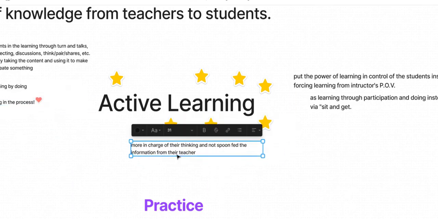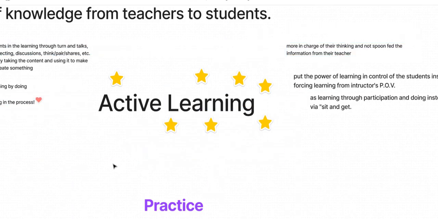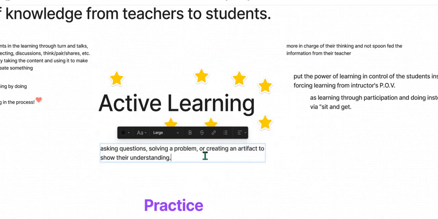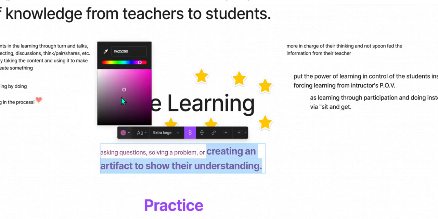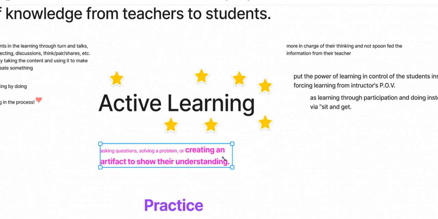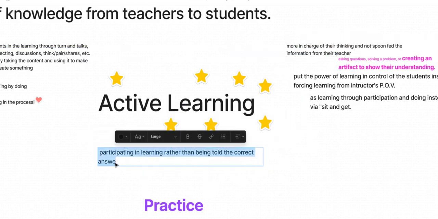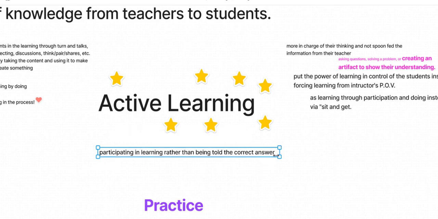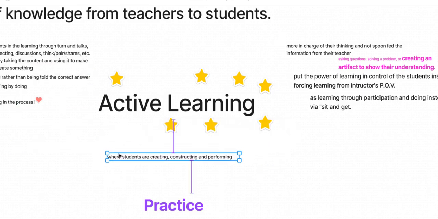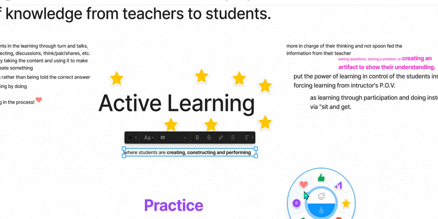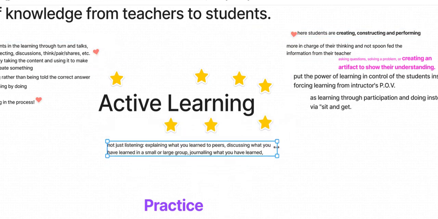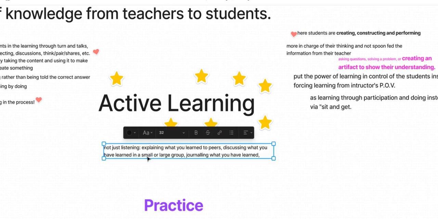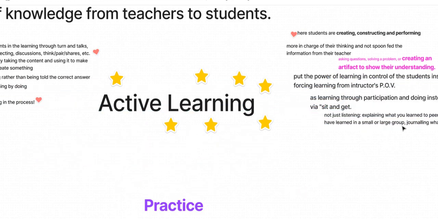Active learning is when kids are more in charge of their own thinking, when they're asking questions or solving problems, and this was great, creating an artifact to show their understanding. Is another example of where practice can overlap with assessment. So many great examples of active learning. We kept reading over and over again your responses where you would use verbs like creating, constructing, and performing. These are all incredible ways to make learning sticky and make that practice piece more meaningful. Also great was the inclusion of collaboration in your descriptions of active learning.